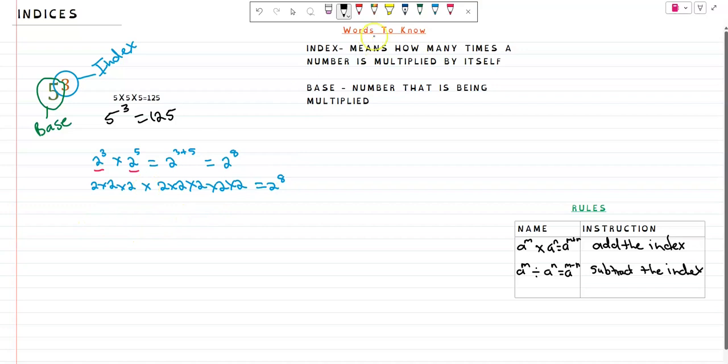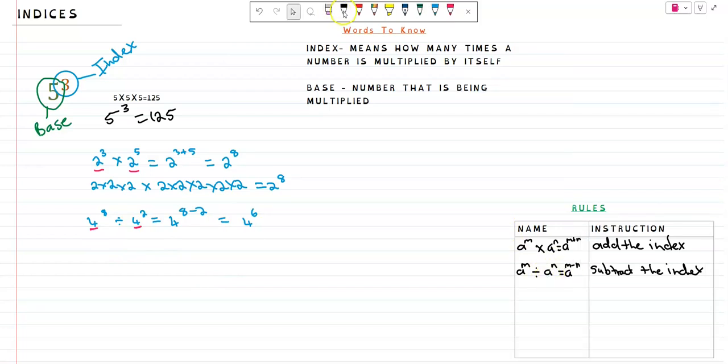So if we have 4 to the power of 8 divided by 4 to the power of 2 equals. Now again, we need to make sure that our bases are the same. The base must be the same. If the base is the same, then we can solve the equation, which means it's 4 to the power of 8 minus 2 equals 4 to the power of 6. So this is as easy as that. That's why we have these rules.